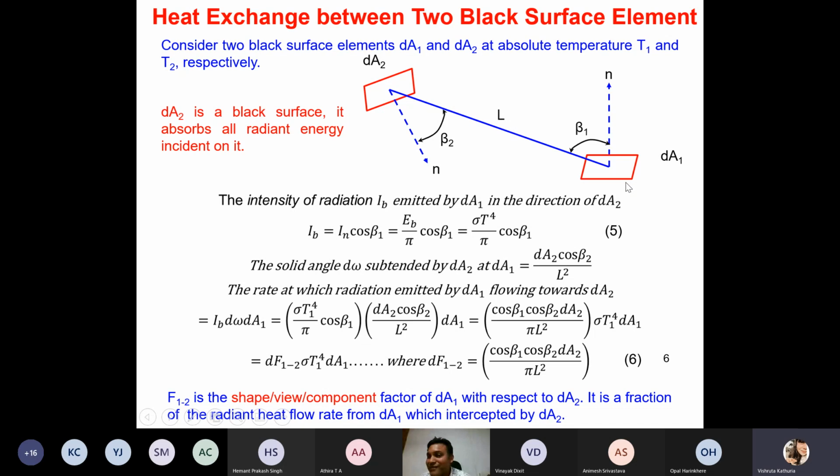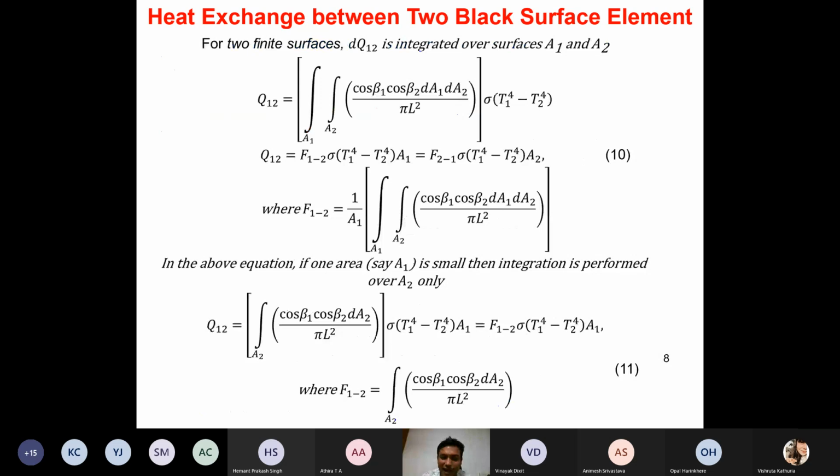You've taken a special case where you've considered that it is really small. That is what I'm saying, so that is the special case. I have written it also here: in the above equation, if one area, say A1, is small, then the integration is performed over A2 only. Is it all right?